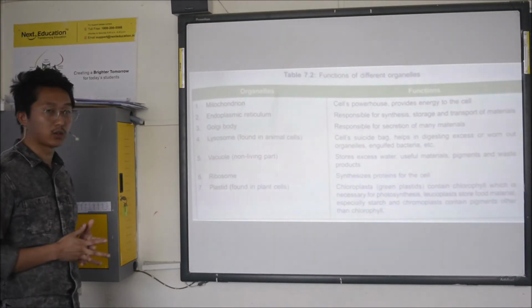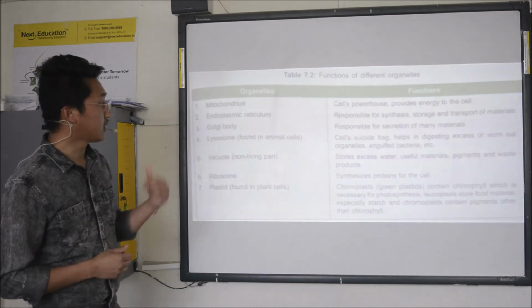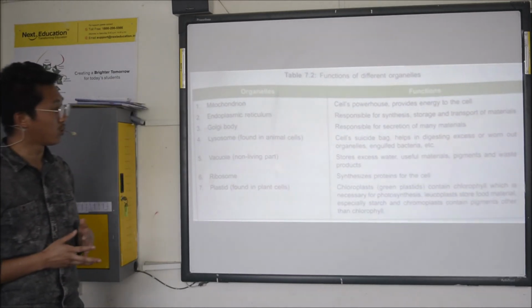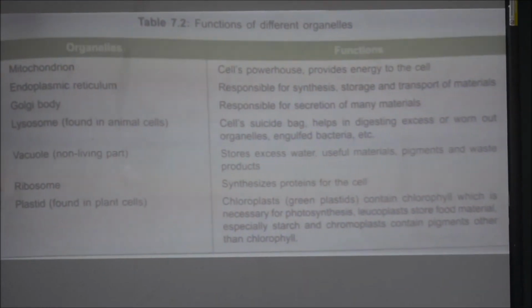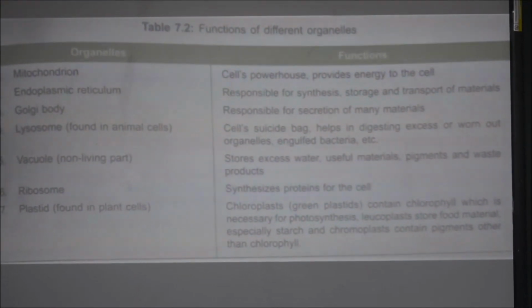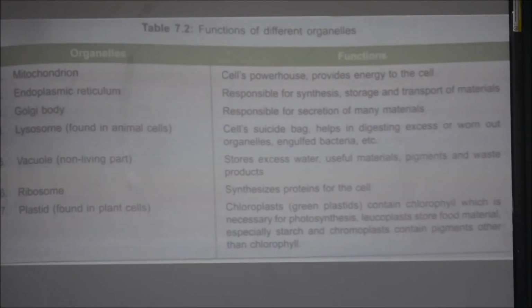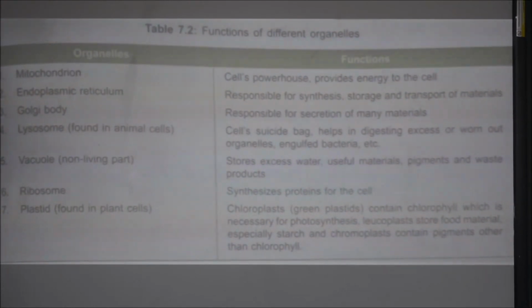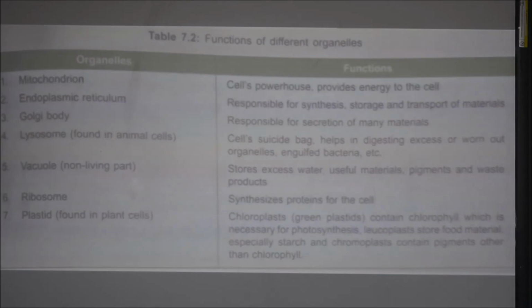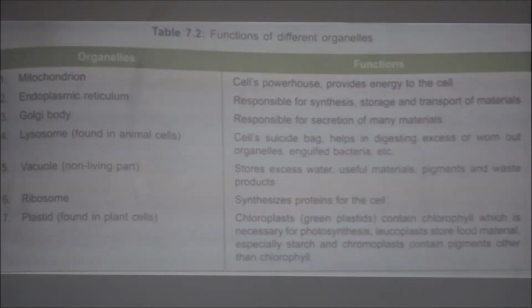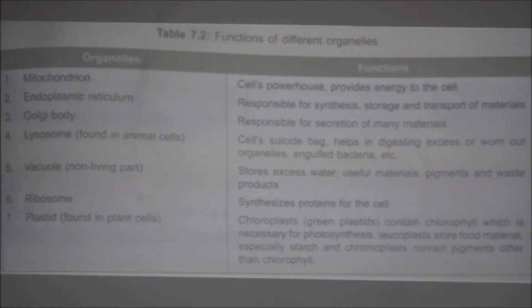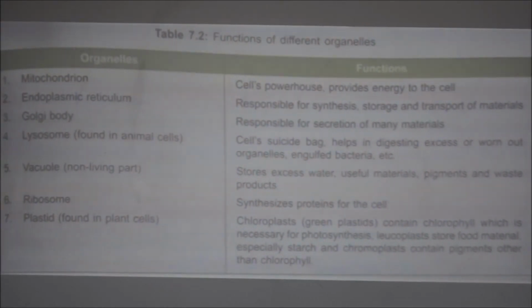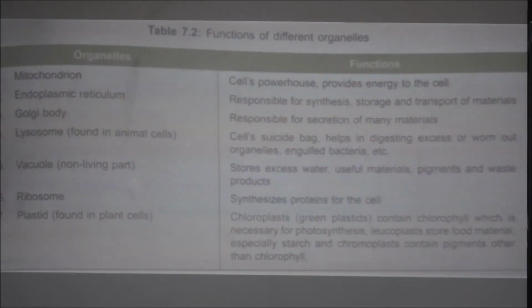Fifth one is vacuole. The function of the vacuole is that it stores water, excess water, useful materials, pigments and waste products. So it acts as a storage for different compounds inside the cell. Sixth organelle is ribosome. Its function is to synthesize protein for the cell.